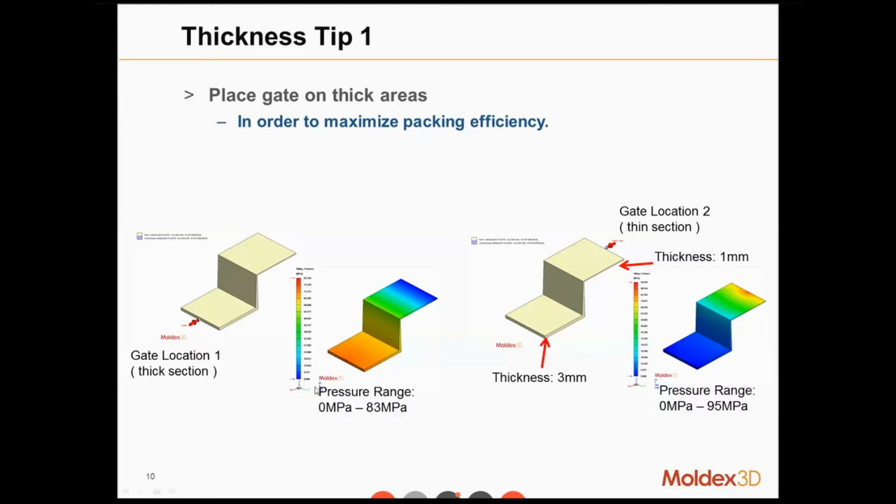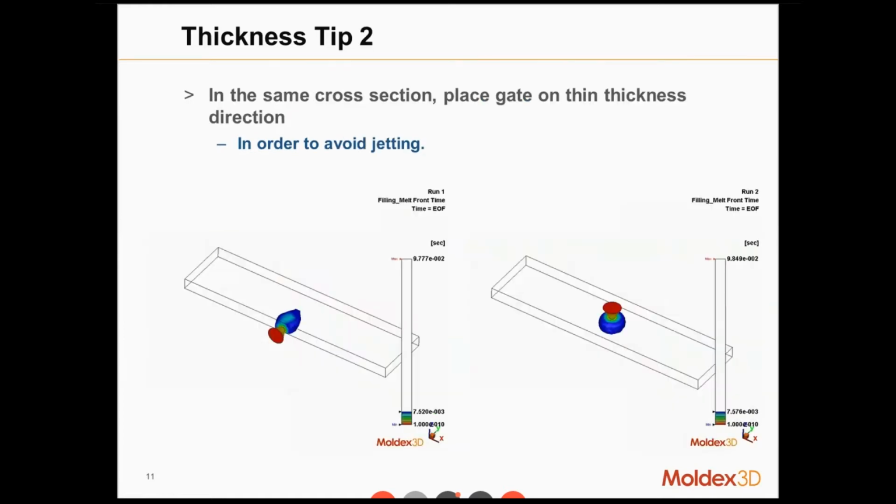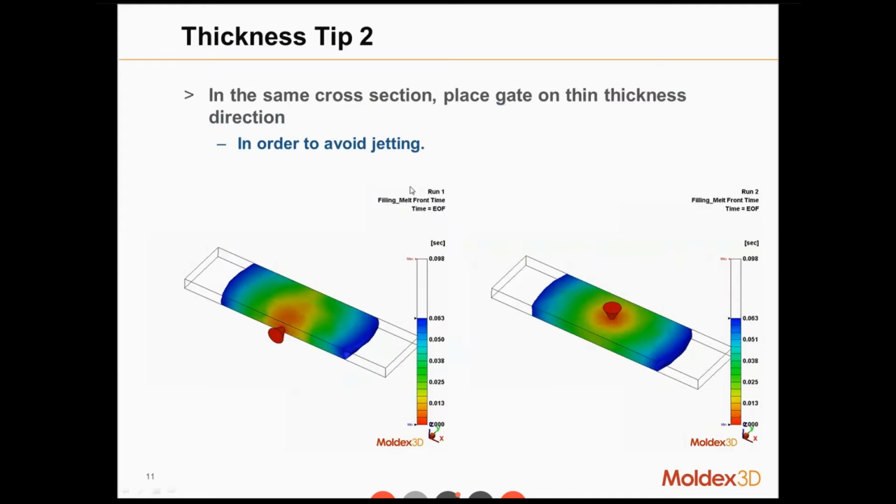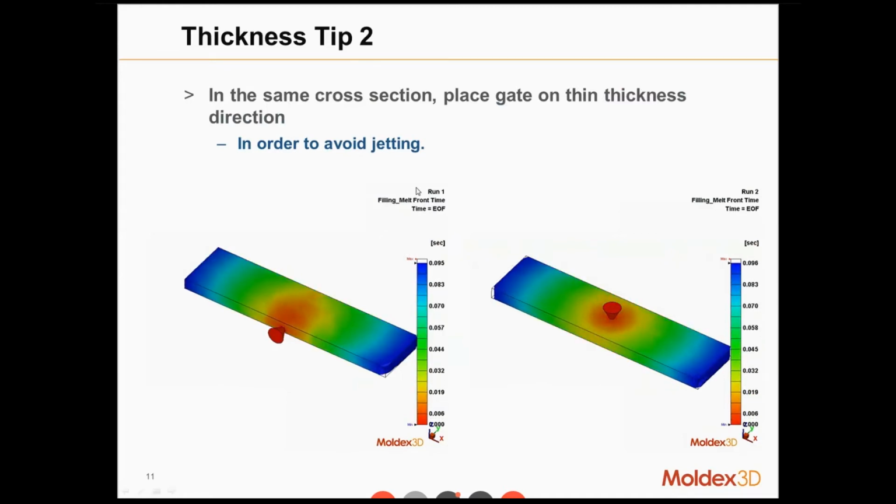Okay. And if we look deeper, we can find that even if we use the same process setting, the pressure range will be different. Using this way, the maximum packing pressure will be lower, but we can still get a better packing effect. So we can use this method to reduce our sprue pressure. Okay, this is the first tip for the thickness.